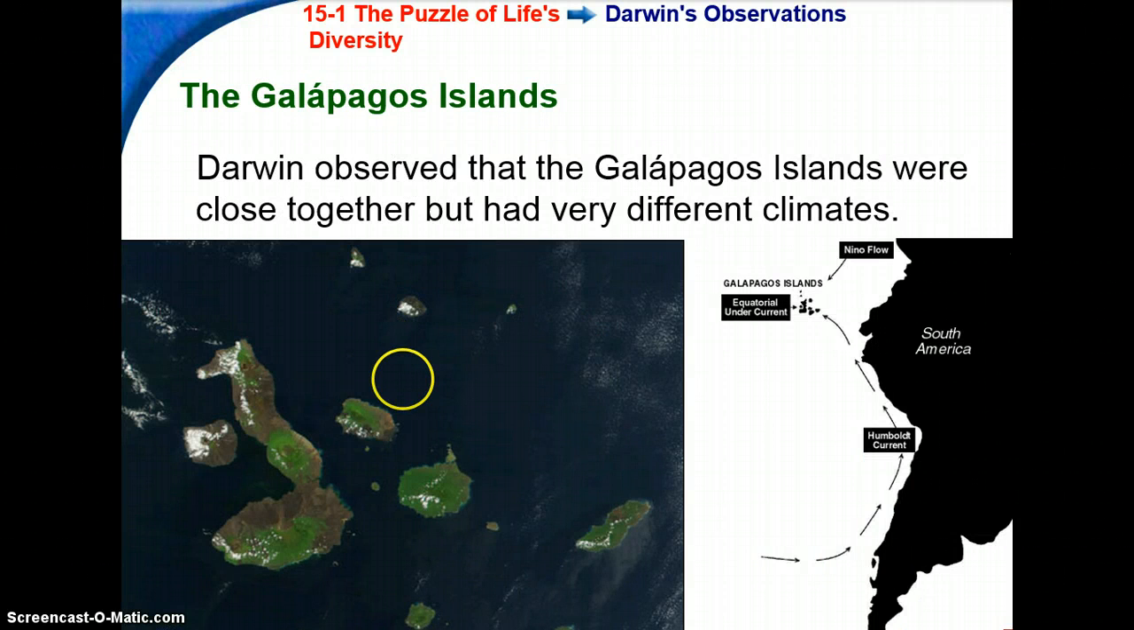Now, this set of islands that we talked about, the Galapagos Islands, that are off Ecuador, this is what we know as Ecuador right here. So the Galapagos Islands here, these are a bunch of islands that are really quite close together. But what Darwin noticed and observed is that even though they're so close together, they had very different climates. So some were rainy, some were hot, some were cold, some were dry. So it was very interesting to me how these islands are so close together, but yet have very different climates.